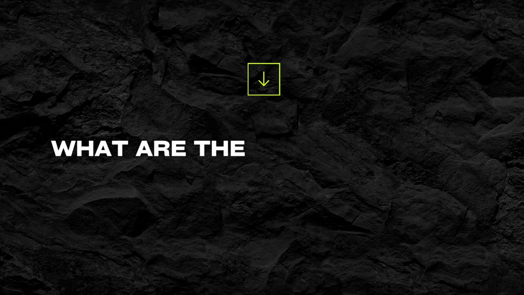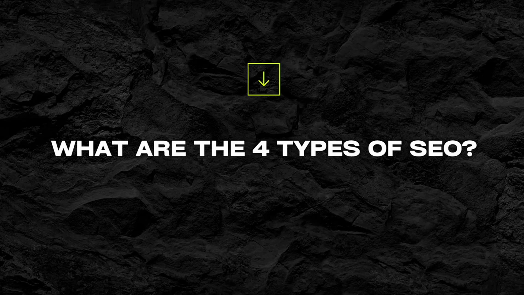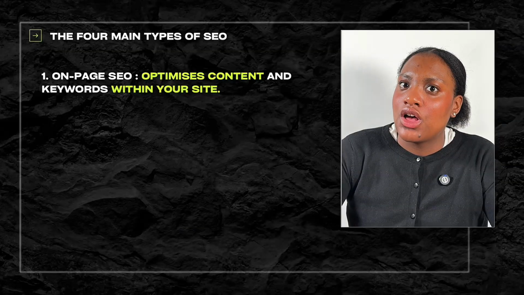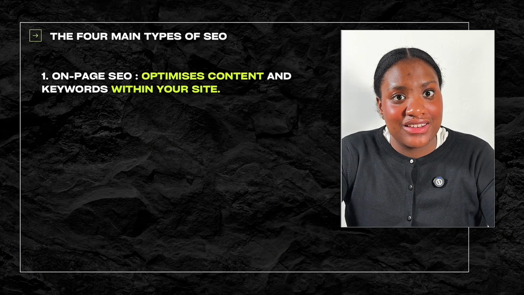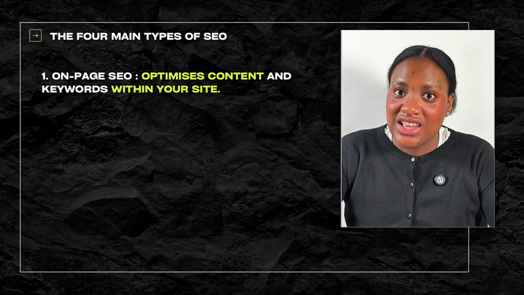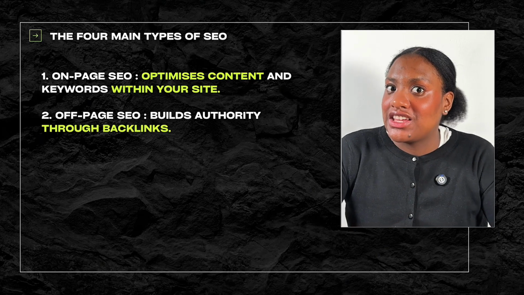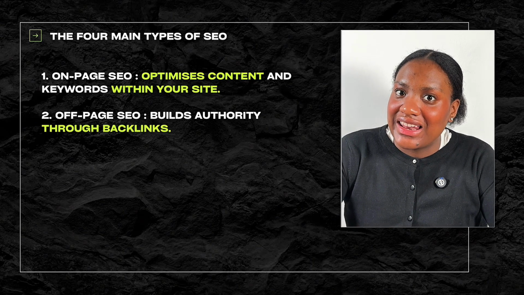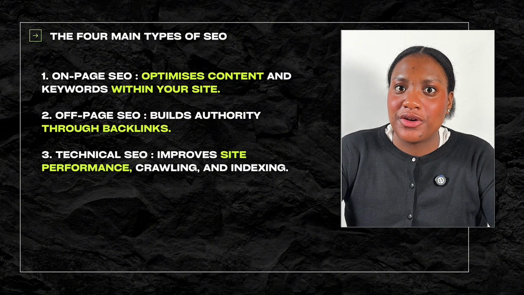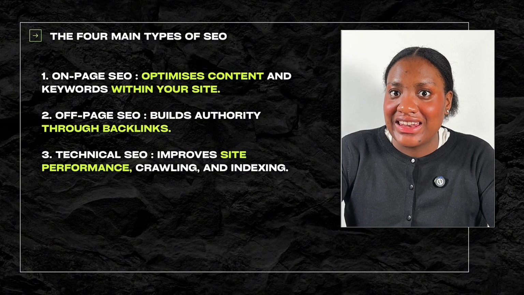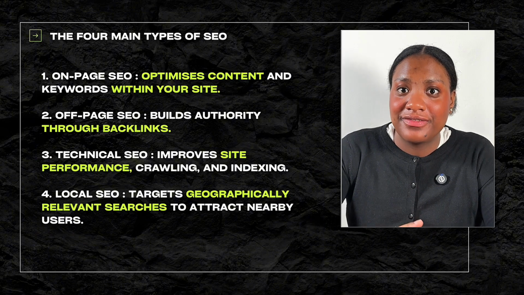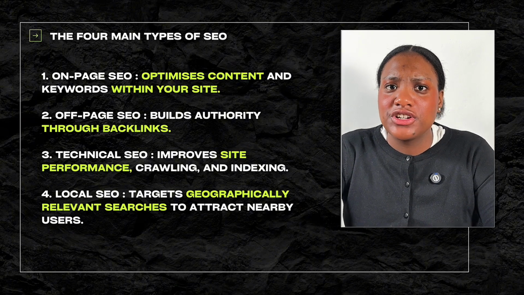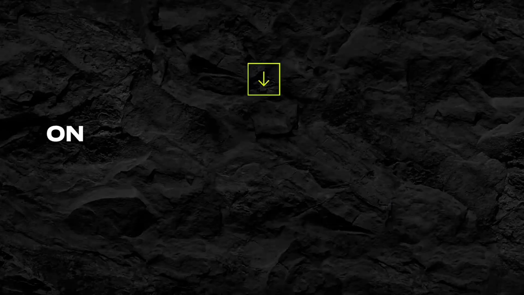What are the 4 types of SEO? There are 4 main types of SEO. On-page SEO focuses on optimizing content and keywords within your site. Off-page SEO builds authority through backlinks. Technical SEO improves site performance, crawling, and indexing. And lastly, local SEO targets geographically relevant searches to attract nearby users.